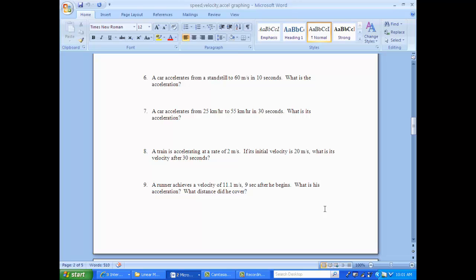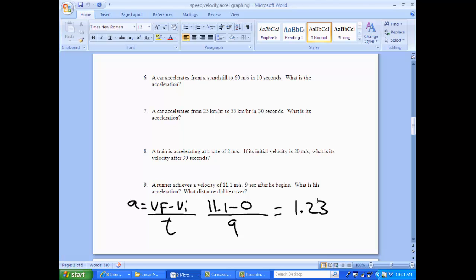A runner achieves a velocity of 11.1 meters per second 9 seconds after he begins. What is his acceleration? What distance did he cover? So if we're looking for acceleration, we don't know acceleration. Final velocity is what? 11.1. Initial velocity? 0. I don't tell you that, but if a runner is running a race, here you know what their initial velocity is at the start line. There it is, not moving. And the time is 9 seconds. So therefore, 11.1 divided by 9 comes out to be about 1.23 meters per second squared.